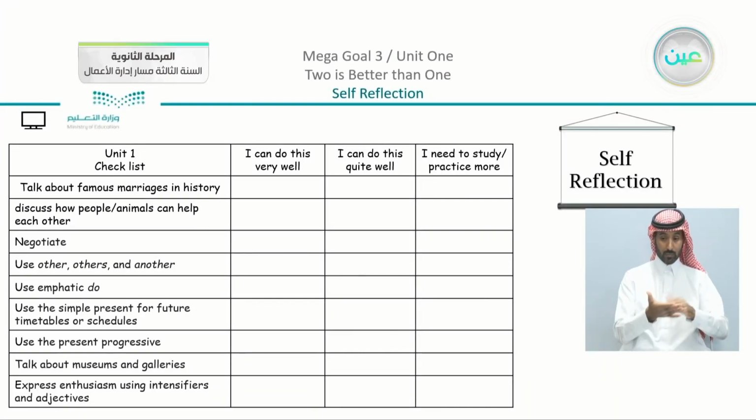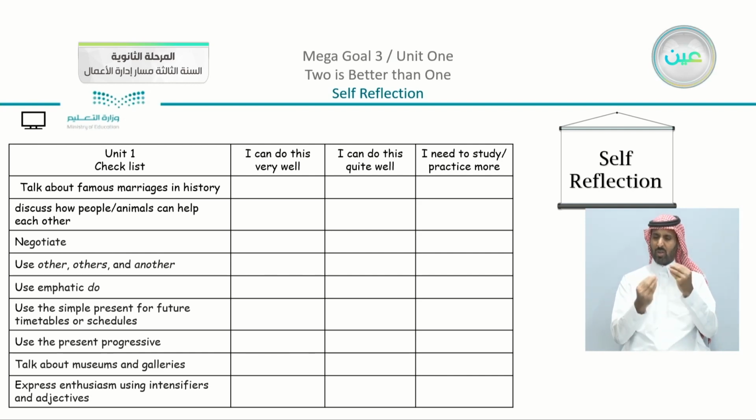Another table that we have. Now the table here is quite easy. We have here the Unit 1 checklist. We have 3 columns. We have the first one, I can do this very well. I can do this quite well. And we have, I need to study or practice more.